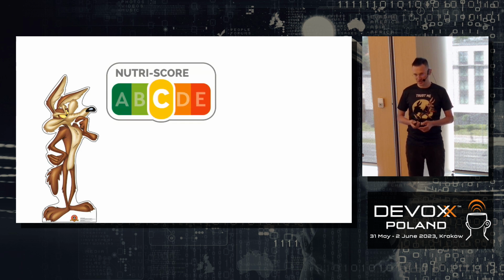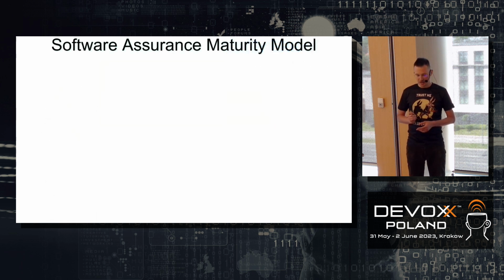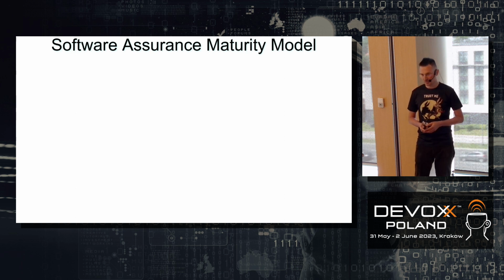It would be ideal if you'd be able to classify security levels, like we do with food, with Nutri-Score, or energy labels with electrical devices. And there is such a way. Software maturity models. One of them is the Software Assurance Maturity Model from OWASP. Please have a look here.